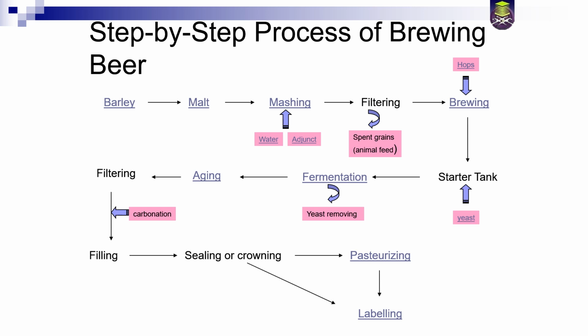And then the fermentation starts in the starter tank, where yeast is added to the liquid to go through the fermentation process. After the fermentation is done, the yeast is removed and the liquid undergoes the aging process. After that comes the filtering process, and between filtering and filling, they add CO2 in the process of carbonation. And then the product is sealed and crowned, and then pasteurizing and labeling.